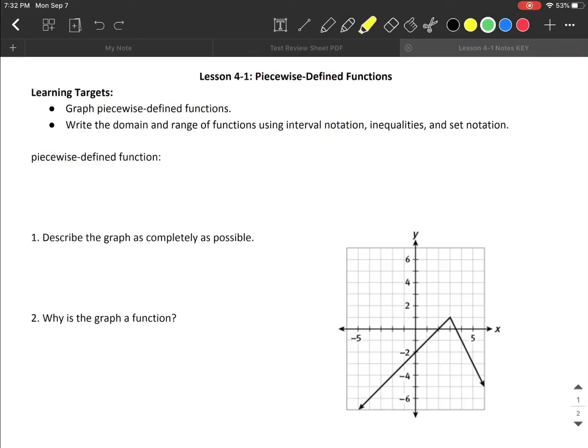In this video, I'm going to talk about piecewise defined functions. A piecewise defined function is just exactly what it sounds like. It's a function that's broken down into different pieces. So for different x values, there's going to be different rules.